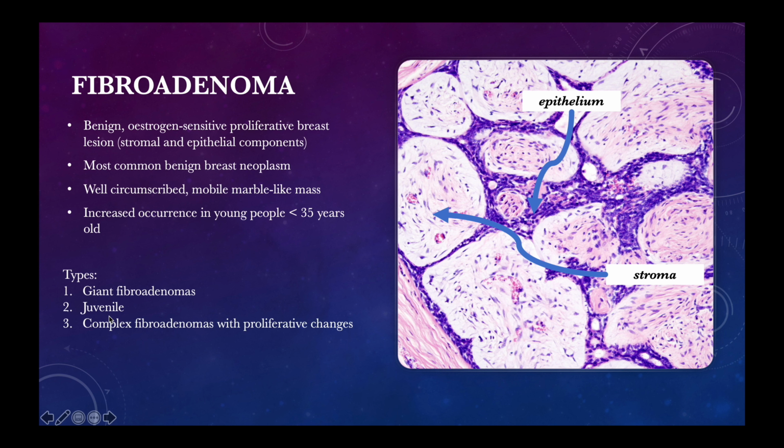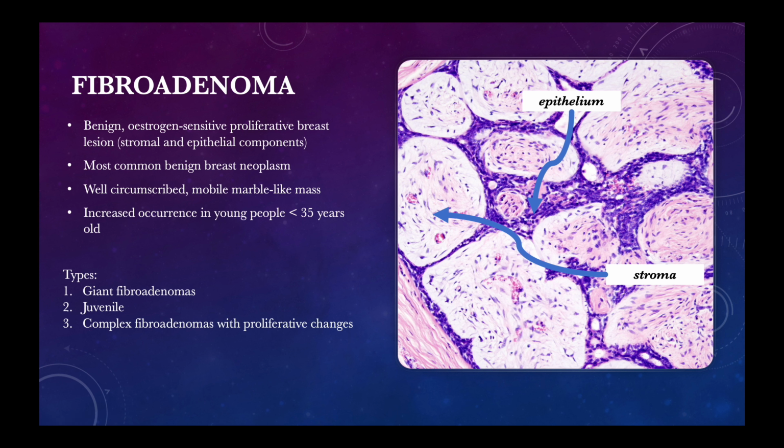Or the juvenile type, which is basically fibroadenomas in patients between the ages of 10 to 18 years old, and they have high amounts of glandularity and high amounts of stromal cellularity. So here the stroma would be full of cells, and there would be loads of glands around here.